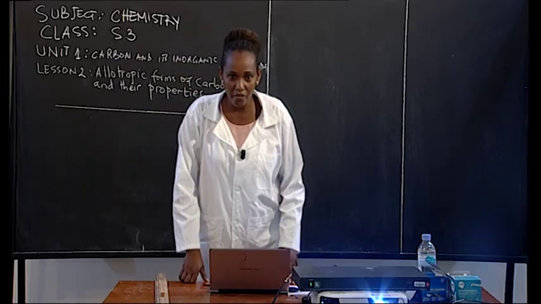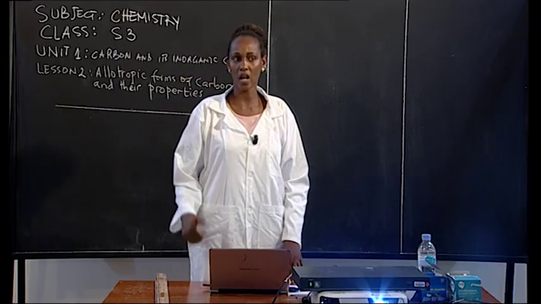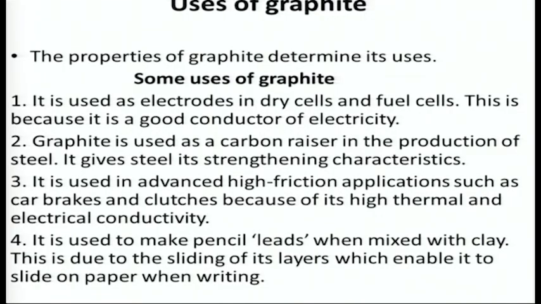So remember from the physical properties, we are going to see the uses of graphite. One, as the subheading, the properties of graphite determine its uses. So if you have known the physical properties, from there you can tell the uses of graphite. One, it is used as electrodes in dry cells and fuel cells. This is because it is a good conductor of electricity.